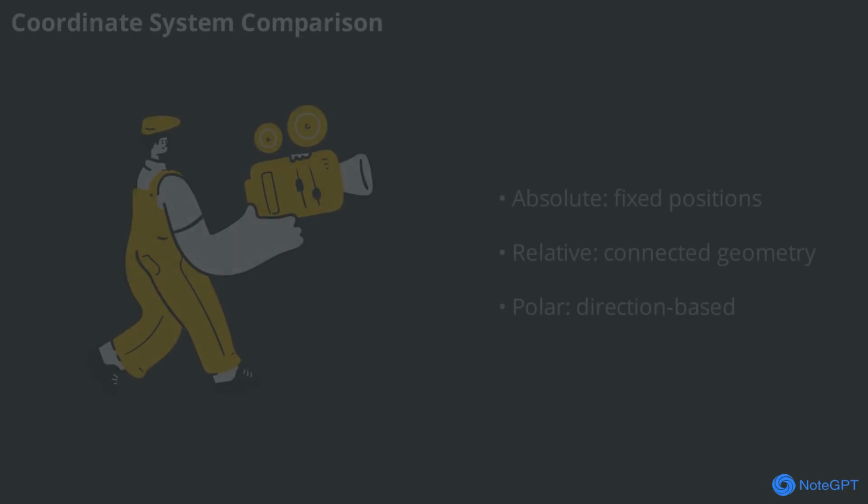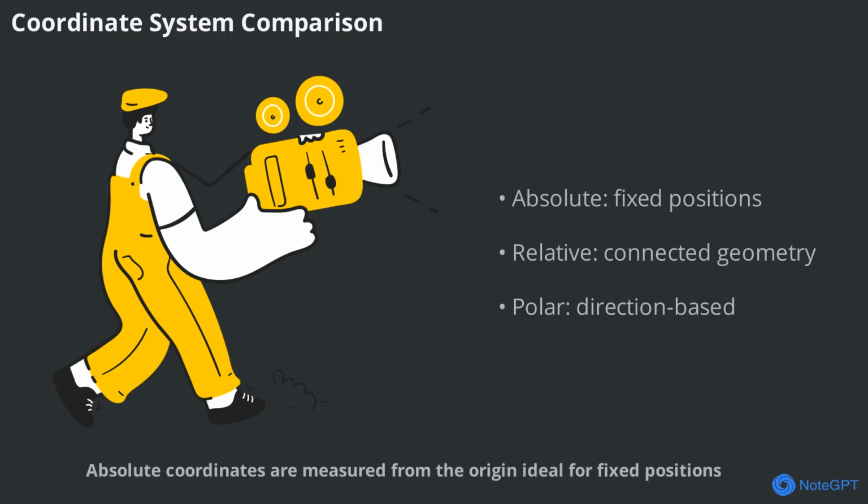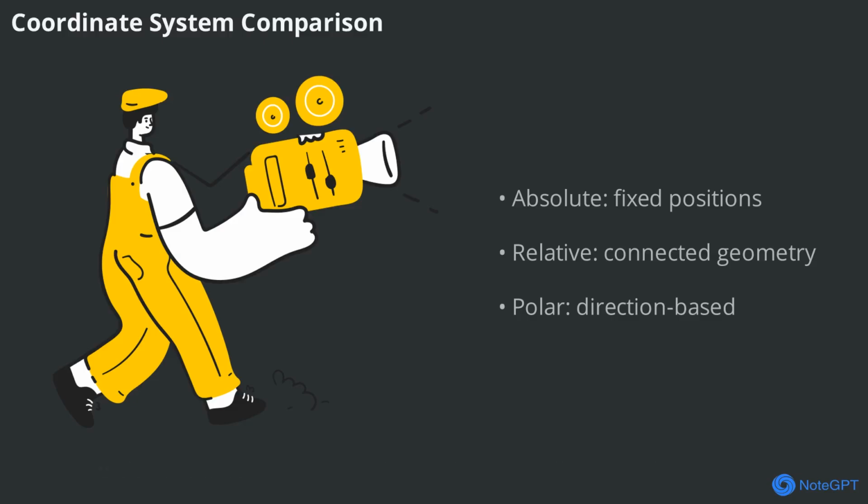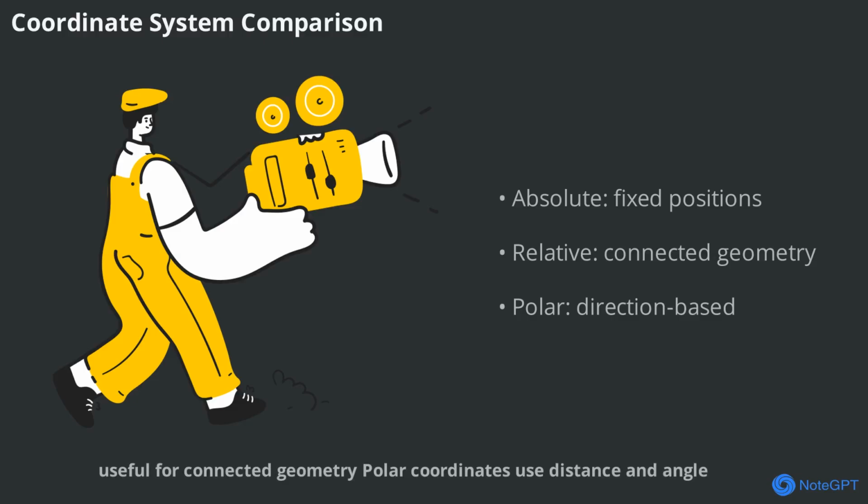Absolute coordinates are measured from the origin, ideal for fixed positions. Relative Cartesian coordinates are from the last point, useful for connected geometry. Polar coordinates use distance and angle, perfect for drawing lines at specific directions. Mastery of these systems enables efficient and accurate CAD drawing.